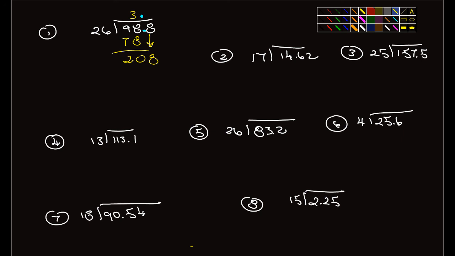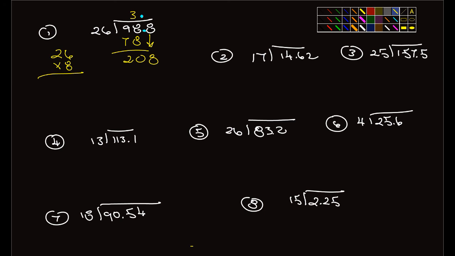Again, I don't know. But if I use compatible numbers, I'm thinking 26 is 25. 25 goes into 100 4 times. So 25 into 200 would go 8 times. So I don't know. Let's just try it. Let's see what's 26 times 8. I know it's going to be close.